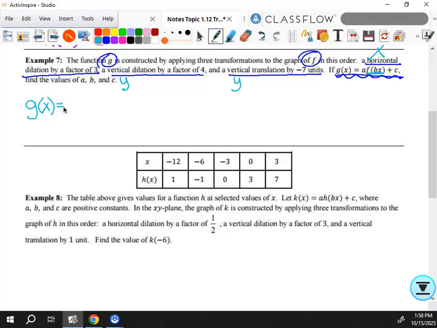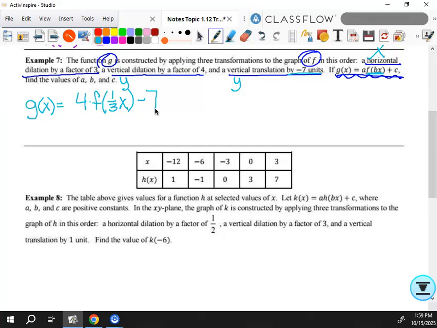What do I multiply by? 1/3, because x is a liar. So this would be f of 1/3 times x. Then I have a vertical dilation by 4. What am I multiplying by? 4. And that vertical dilation comes out front, right? And then I have a vertical translation by -7. That makes this -7. Okay, so you see how you build that?